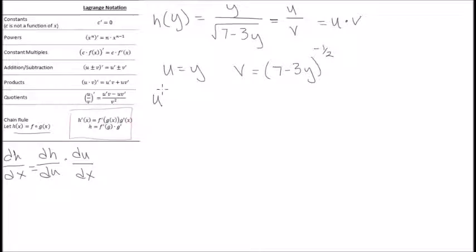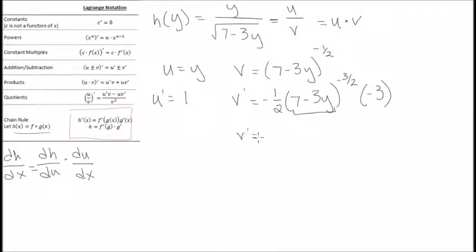Well, the derivative of u is going to be 1. The derivative of v is going to be negative 1/2 times 7 minus 3y to the negative 3/2 times negative 3. Notice that that last step is because we need to take the derivative of that inside term. So there I'm now using the chain rule to take the derivative of v. I might simplify that out and get that the derivative of v, I cancel my negative signs, is equal to 3/2 times 7 minus 3y to the negative 3/2.